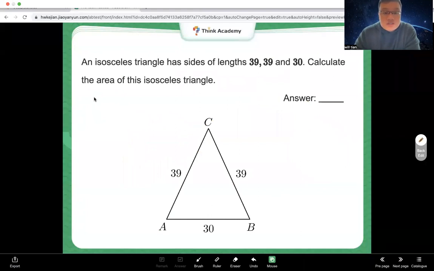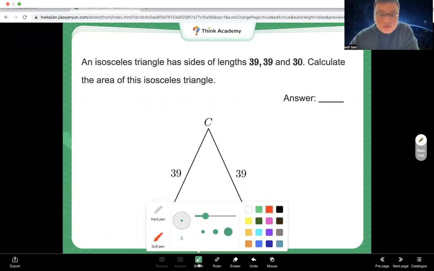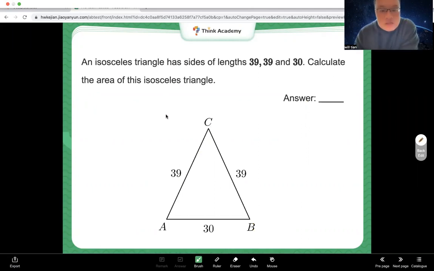Okay, this question is about, I think, the combination of isosceles triangles and also the Pythagorean theorem. In this question, you got this isosceles triangle, 39, 39, 30. What is the area of that? So basically, guys, to get the area, we have to cut that in half. And one more thing you have to know is that when you cut that in half, it will be symmetrical, right? Left and right, it will be symmetrical. So this triangle on the left will be the same as the triangle on the right.